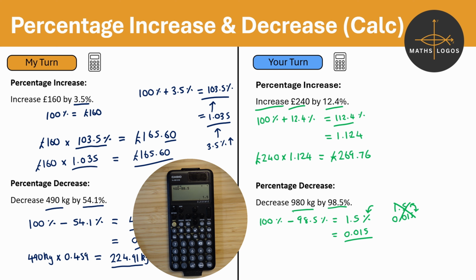So what this means is if I decrease 980 kilograms by 98.5%, I've got only 1.5% left over. This decimal is what gets me 1.5% of the 980. I take my 980 kilograms and I multiply it by 0.015. So type that in. And that gives me 14.7 kilograms.